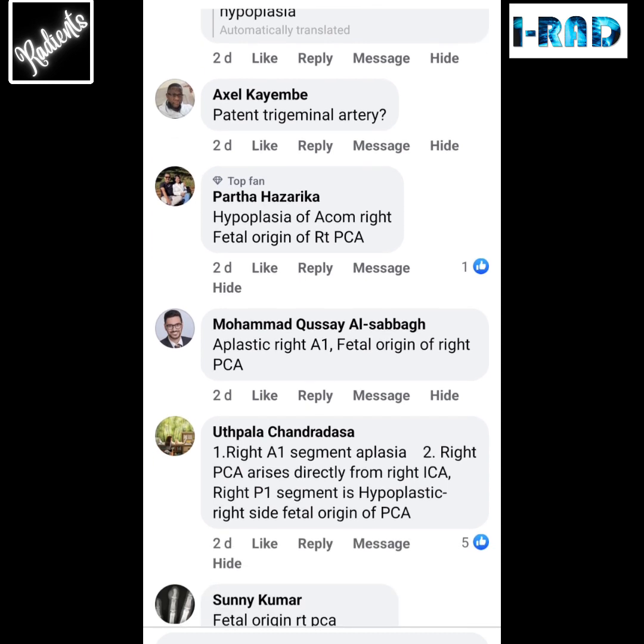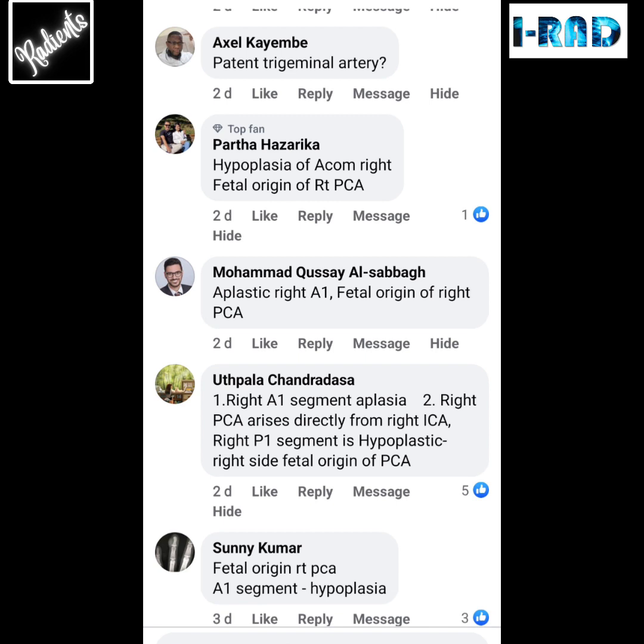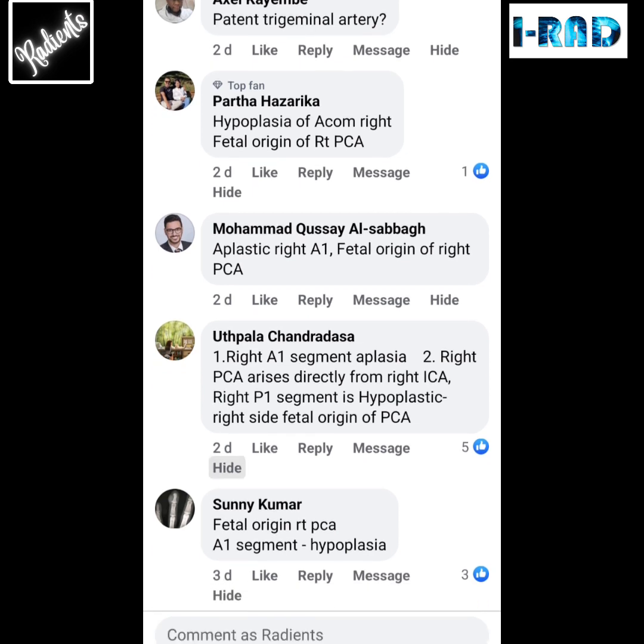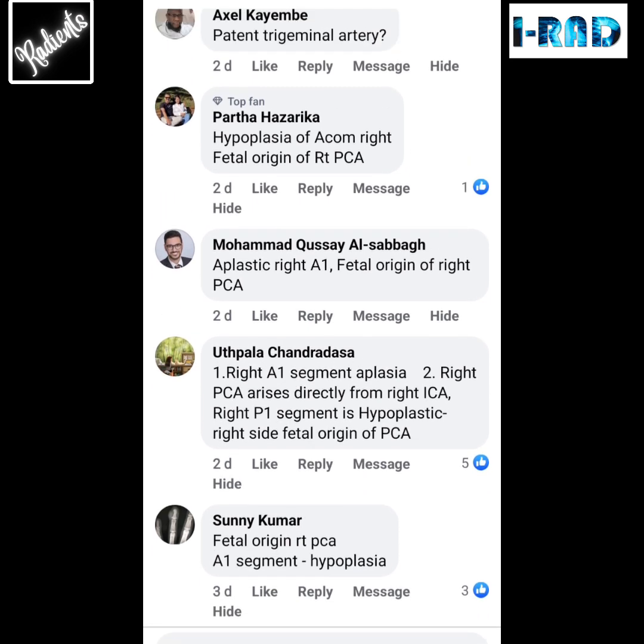Axel Kayembe, Partho Hazarika: hypoplasia of ACOM. No, it's not hypoplasia of ACOM, it's hypoplasia of A1. And yes, right side fetal origin is correct. Muhammad Kuse Al Sabag: aplastic right A1 and fetal origin of right PCA. Yes, that is true. So this definitely is the correct answer by him. And Utpala Chandradasa has said that it's right A1 segment aplasia, which is true. Right PCA is arising directly from the right ICA, and the right P1 segment is hypoplastic, right-sided fetal origin of PCA. Absolutely correct.